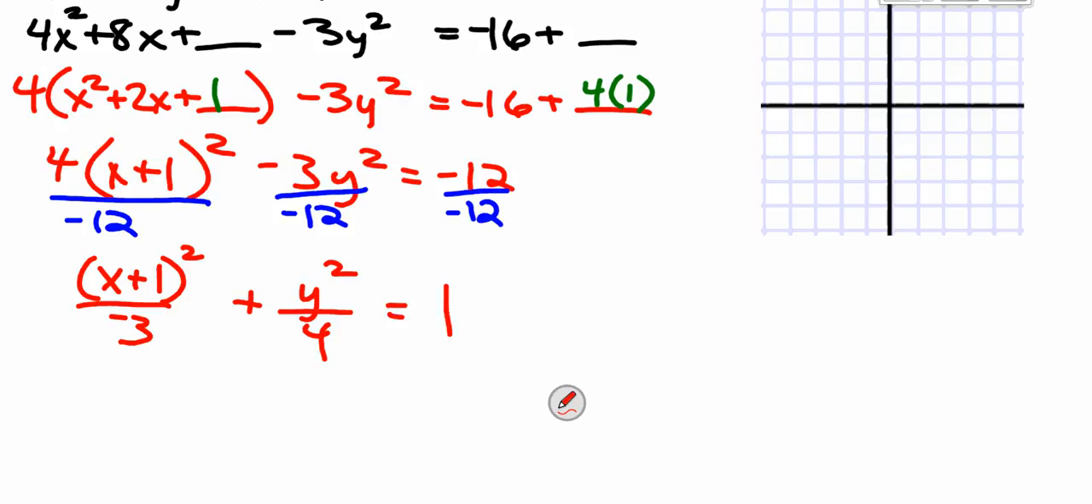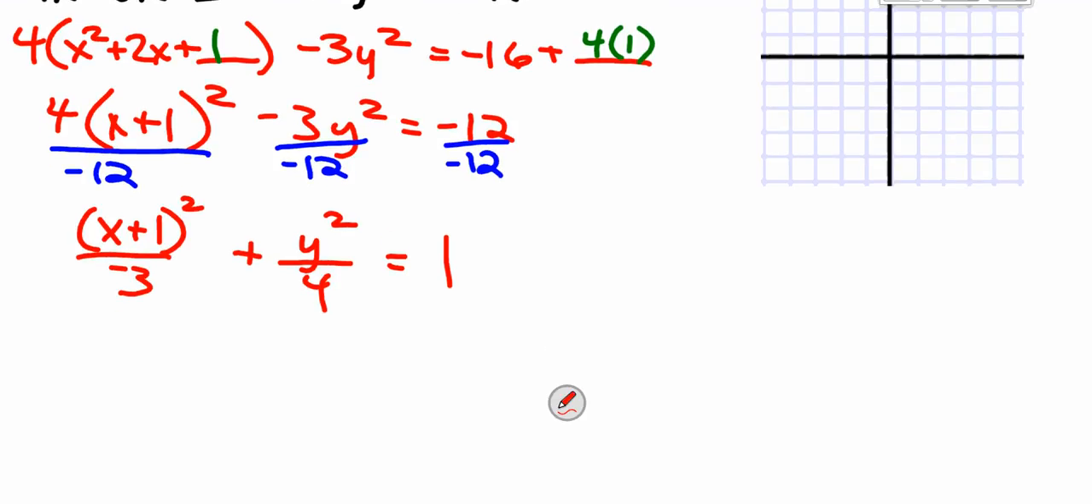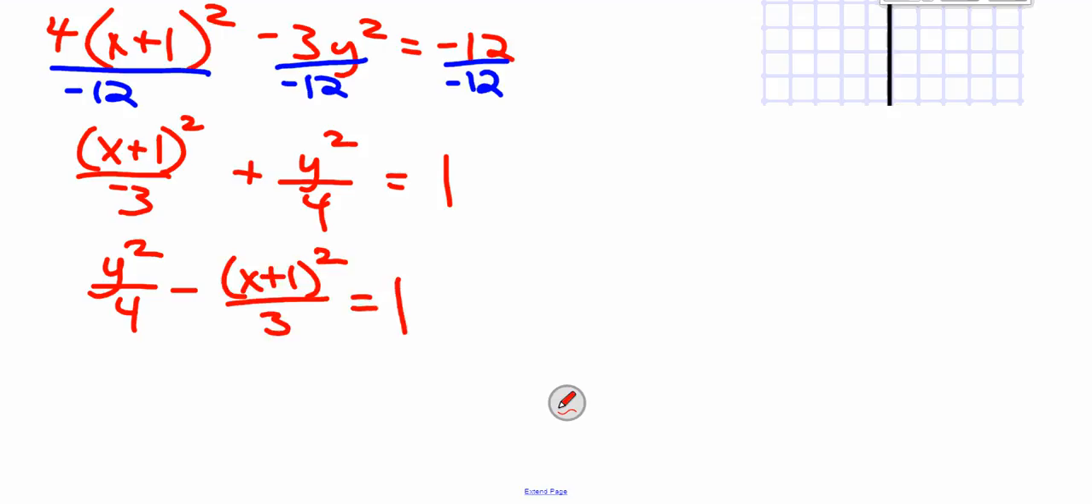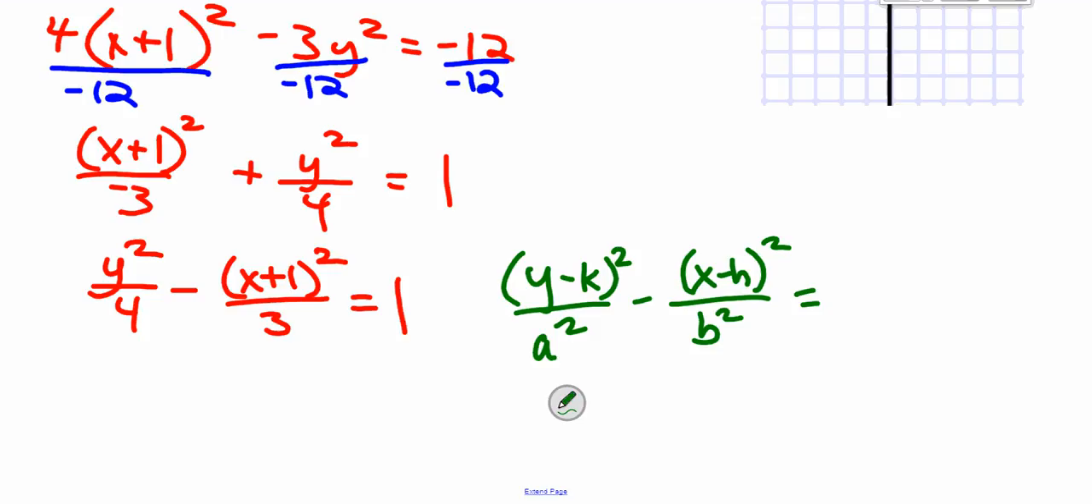Equals 1. And then really, since our y squared term is positive, we're going to move that all the way to the left and just rearrange. And so we're going to say y squared over 4 minus x plus 1 in parentheses squared over 3 is equal to 1. And so now this is in that general form, and I'll write the general form: y minus k in parentheses squared over a squared minus x minus h in parentheses squared over b squared equals 1.